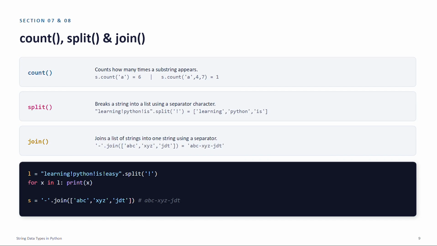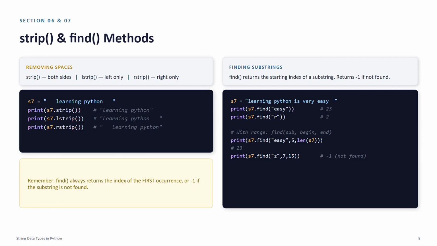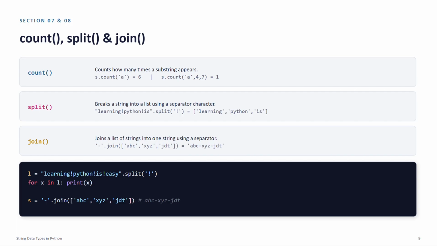Now let's see the next one, that is count, substring, the split function and the join function. The count function tells us how many times a letter or a word appears in a particular string. So here I have used s.count of a. We are using the previous string, learning Python is very easy. Is a present in it? For that reason I am using s.count of a. The count function counts how many times the character a is present in that particular variable.